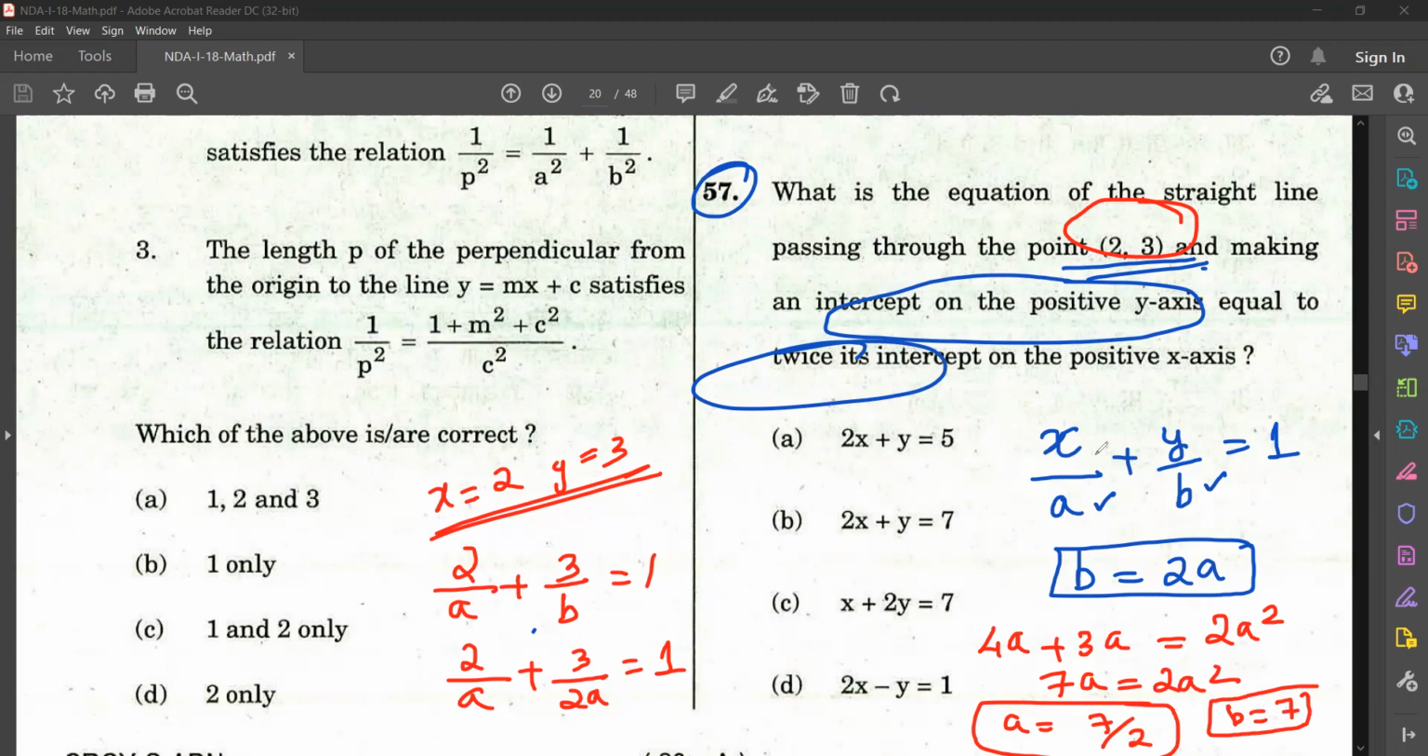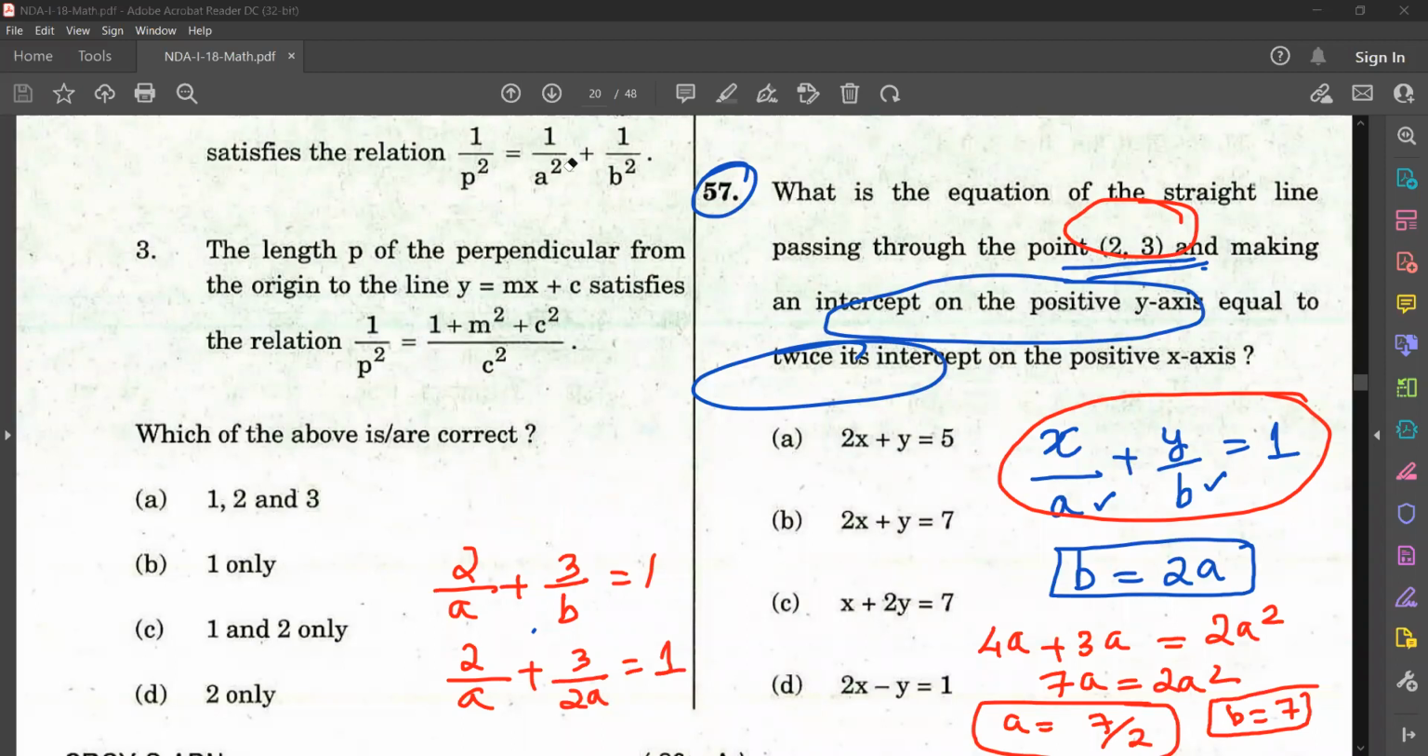Okay. So we can just put here and find out the equation of the line. You have to find the equation of the line, isn't it? Just put here. What you get? X by a, a is 7 by 2, so that will become 2x by 7 plus y by b, b is 7, equal to 1. So you'll get 2x plus y is equal to 7.